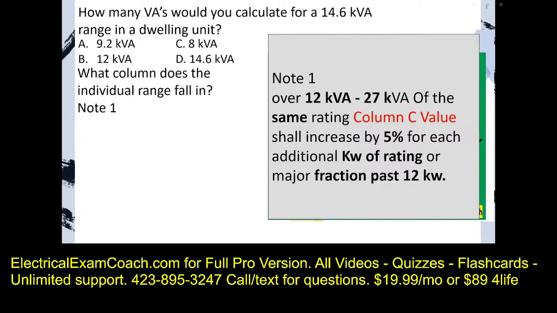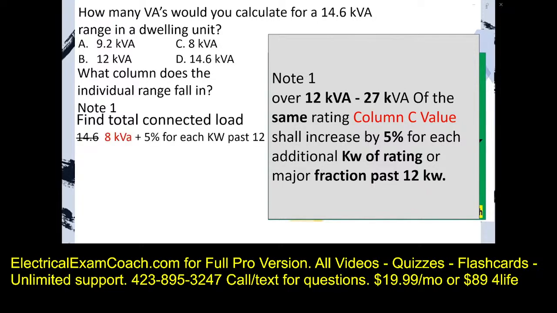Now that sounds really complicated, but I'm going to break it down piece by piece. Step 1 is find your total connected load. In this case, it told us to increase the column C value by 5%. So we start on the left-hand side and find our number of ranges, which is 1, and then we cross over and find the column C value, which is 8 kVA. It wants us to increase that number by 5% for each kW we are past 12. Well, we're 14.6 past 12.